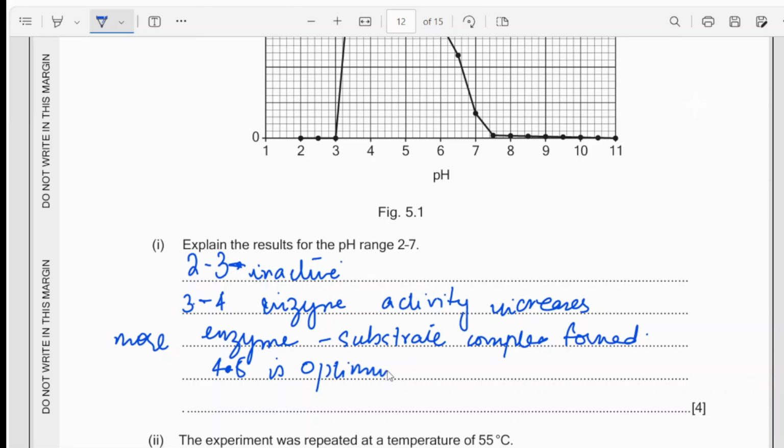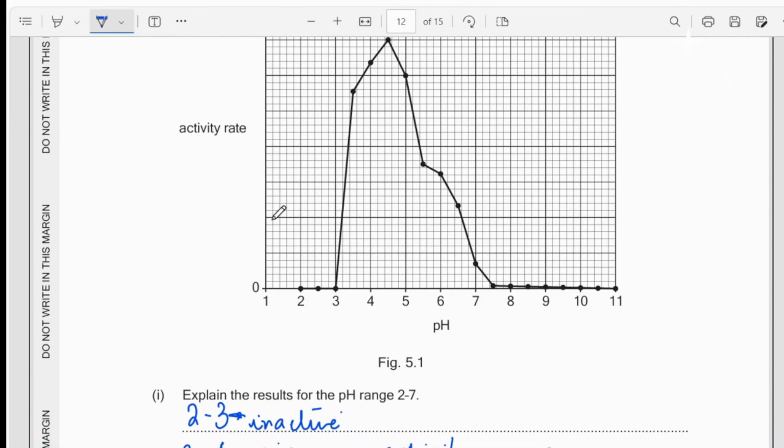Okay. Optimum pH, and what is meant by optimum pH? Correct. And then what will happen after 4.5 pH? Now you can say denaturing. Start denaturing after the complex is formed. Correct. So the rate of activity would decrease. Correct.